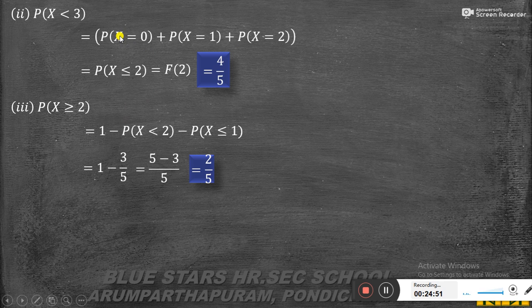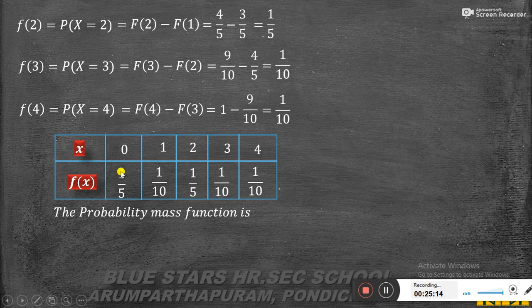You see the probability mass function table: probability of x equal to 2 is 1 by 5, probability of x equal to 3 is 1 by 10. Looking at the table, f of 0, that is x equal to 0, the answer will be 1 by 2, not 1 by 5. You substitute 1 by 2 here, and everything is correct.